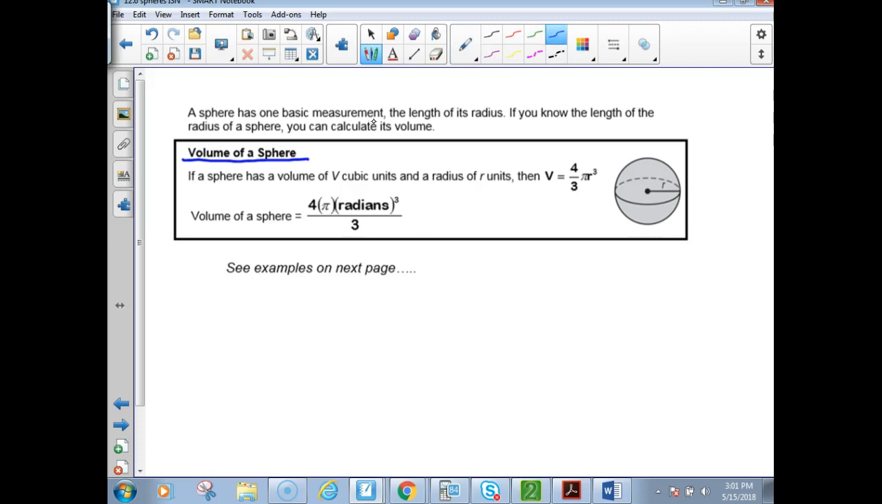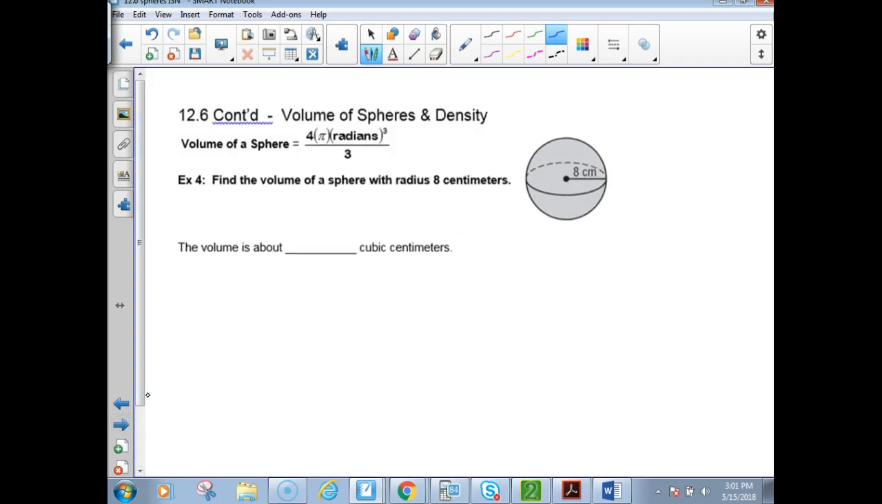A sphere has one basic measurement, and that's the length of its radius. If you know the length of the radius of a sphere, you can calculate its volume. We will use 4 times pi times the radius cubed divided by 3. So, examples. This sphere has a radius of 8. Find the volume.